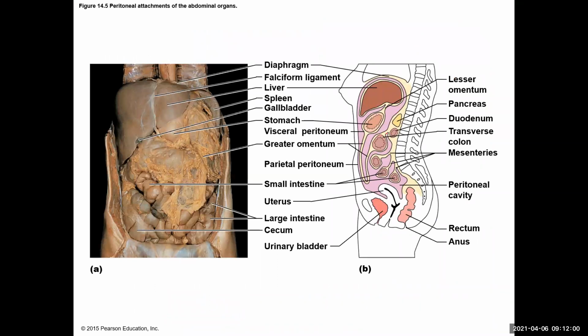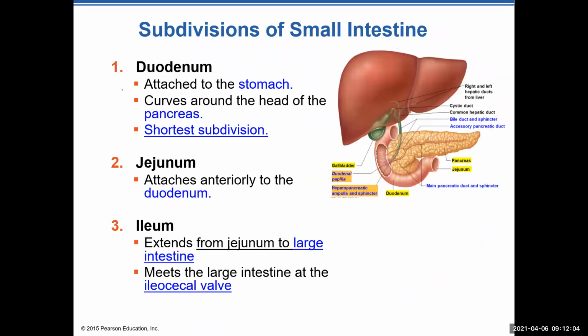So this is the mesentery we spoke about. These are the three areas: duodenum, jejunum, and the ileum. This is the shortest and the most active part, the duodenum, which is covering the head of the pancreas. This is the middle part and this is the last part.